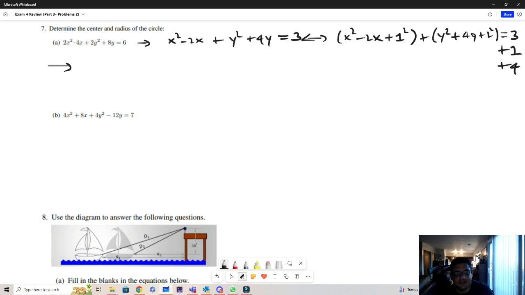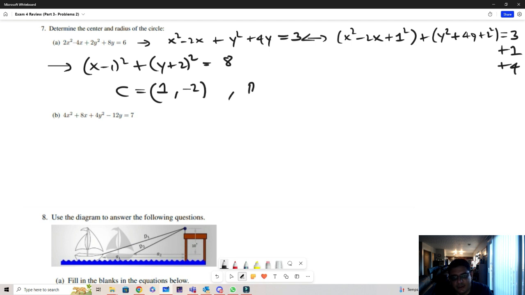So this part is going to be factored as x minus 1 squared plus y plus 2 squared equals... wait a minute, 8, not 10. Now this is the full equation of the circle, and this is telling me that the center is at the point 1, minus 2. And now the radius should be the square root of this, which is the square root of 8.